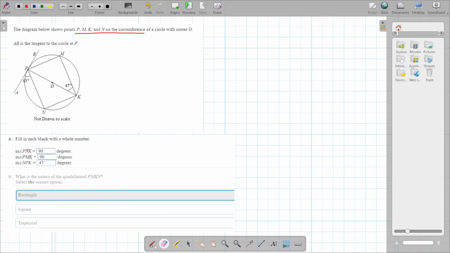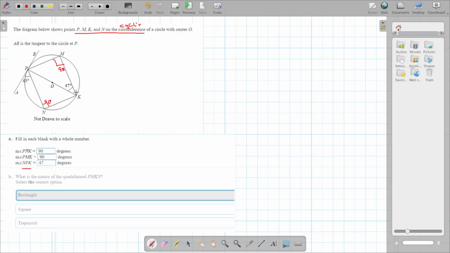And obviously if this is 90, this one will be 90 because of opposite angles in a cyclic quadrilateral. This is cyclic because all four endpoints are on the circle. Opposite angles in a cyclic quadrilateral are supplementary, they add up to 180. So this is 90, this is 90. Now we want NPK.